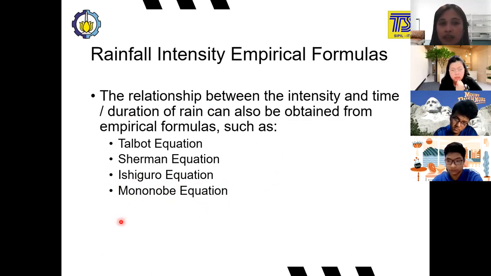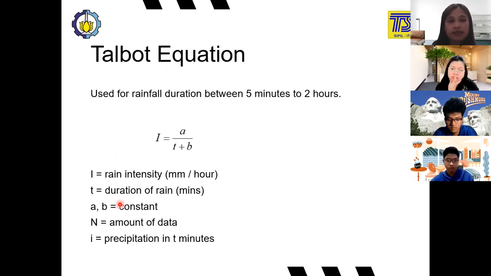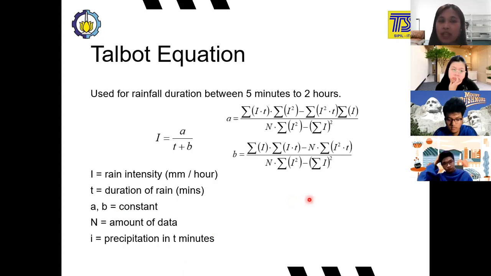Actually, all of the equations are frequently used, but the Mononobe equation is the most famous one, and you will meet this equation again later in the next semester. For example, if you take drainage class, you can use this equation more frequently. And first, we will talk about the Talbot equation.